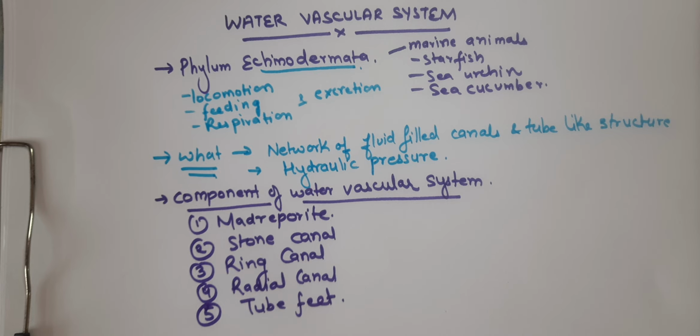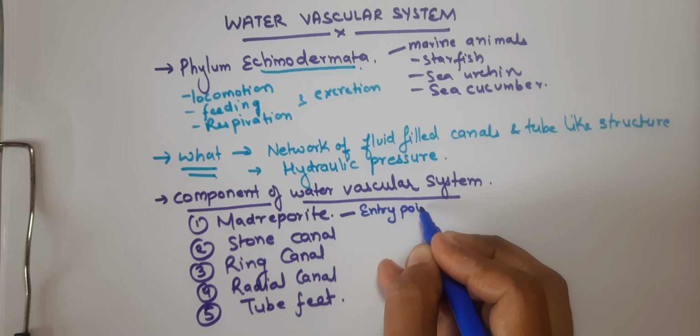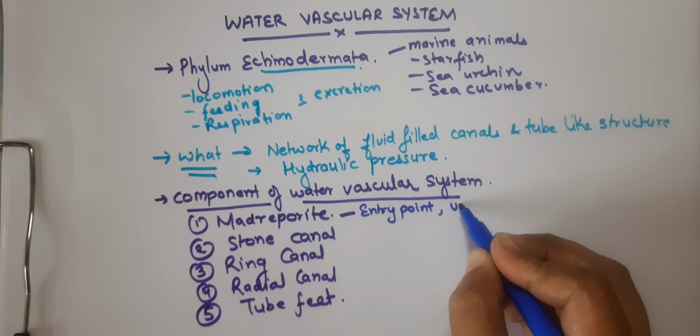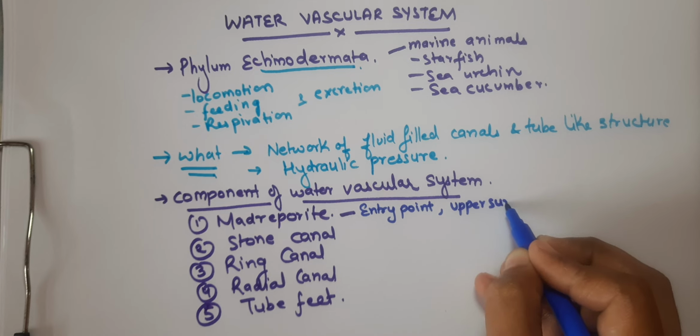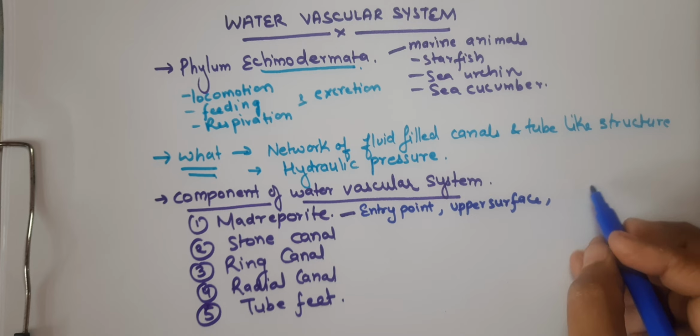Let's start with the Madreporite. This is a calcareous sieve like structure on the body surface where the water enters the system. This is the entry point. It is calcareous, meaning it is made up of calcium, and it is located on the upper surface of the starfish. It acts as a filter to prevent debris from entering the canal.